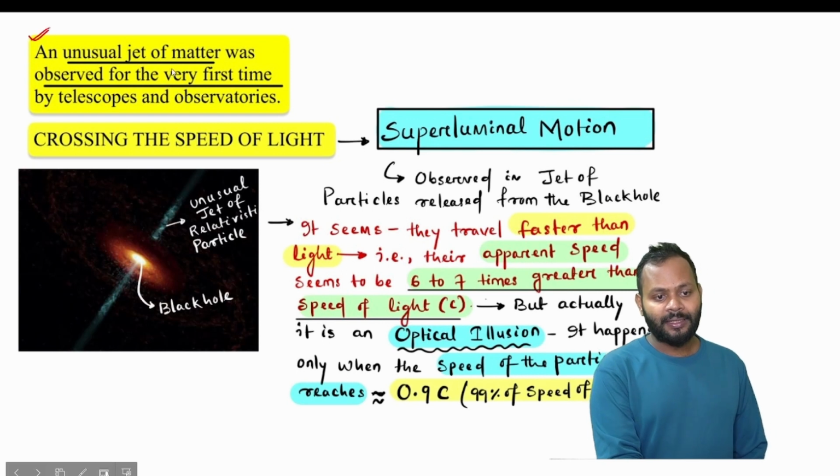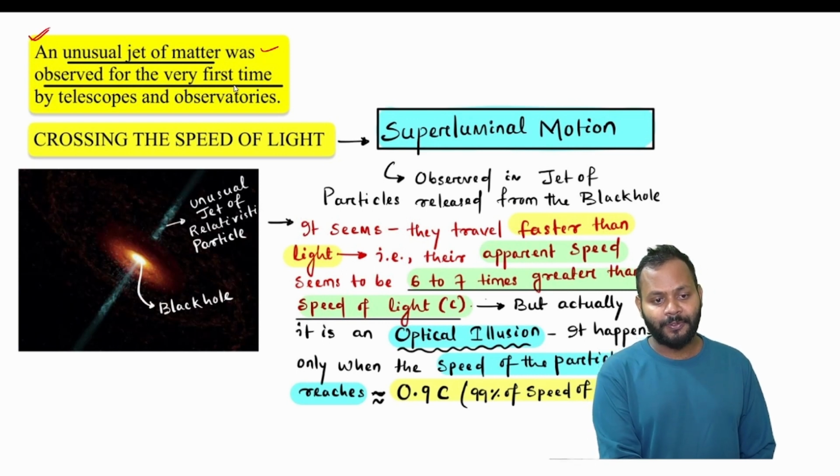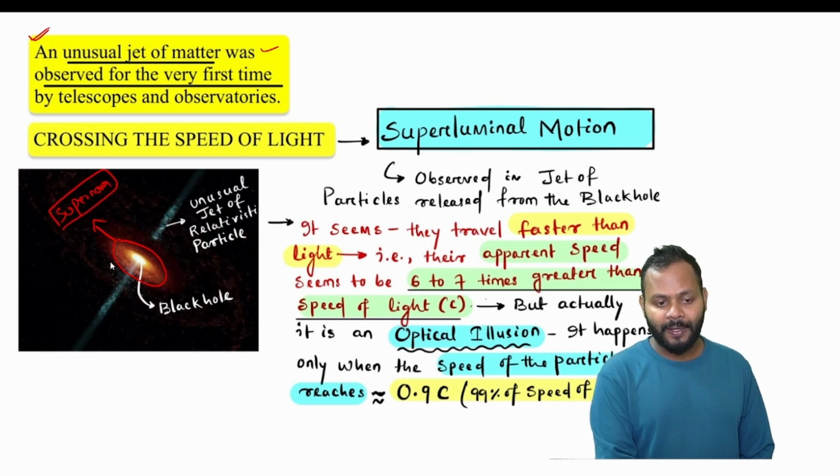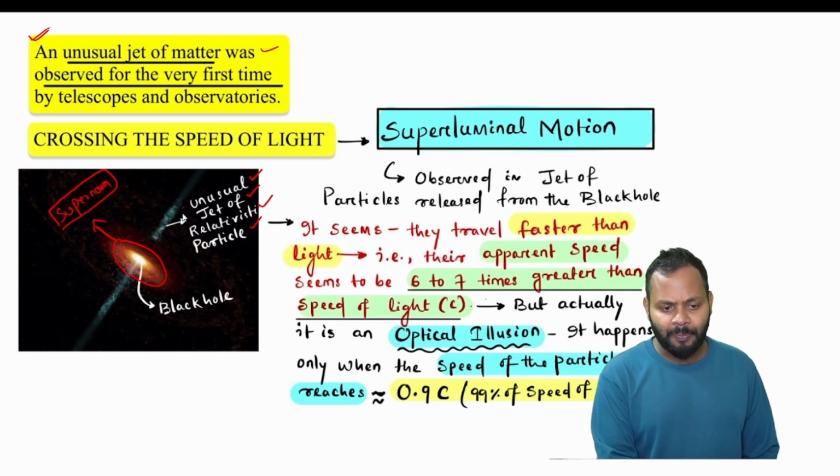An unusual jet of matter was observed for the very first time by a telescope observatory. What is that? This is a supernova. In the case of a supernova, many jet particles, called the unusual jet of relativistic particles, start moving in all directions, and they travel with a great speed.